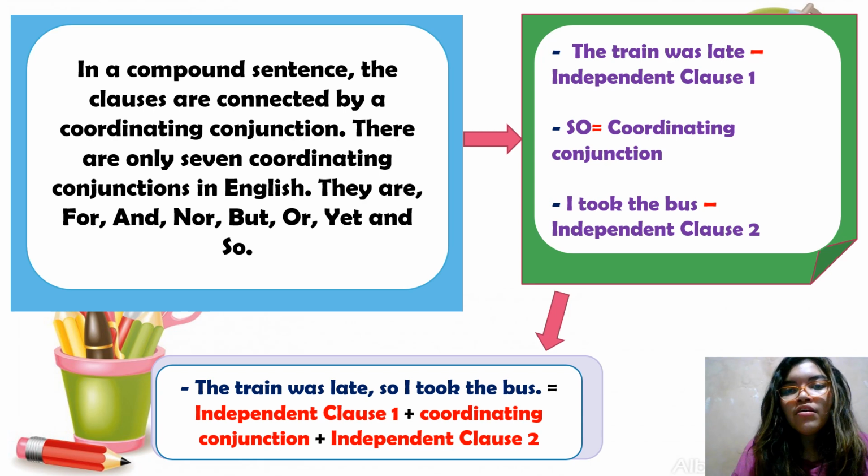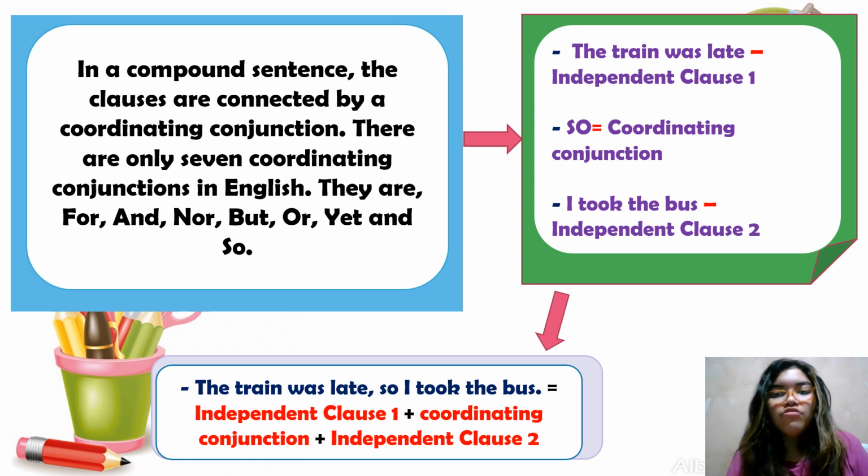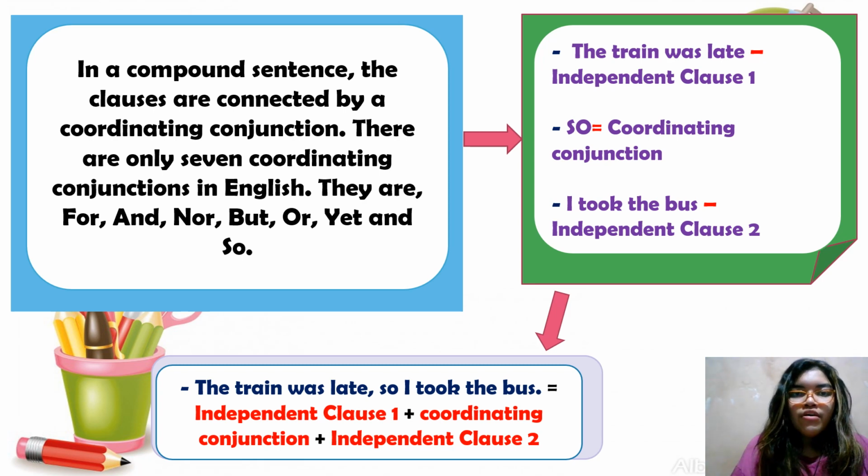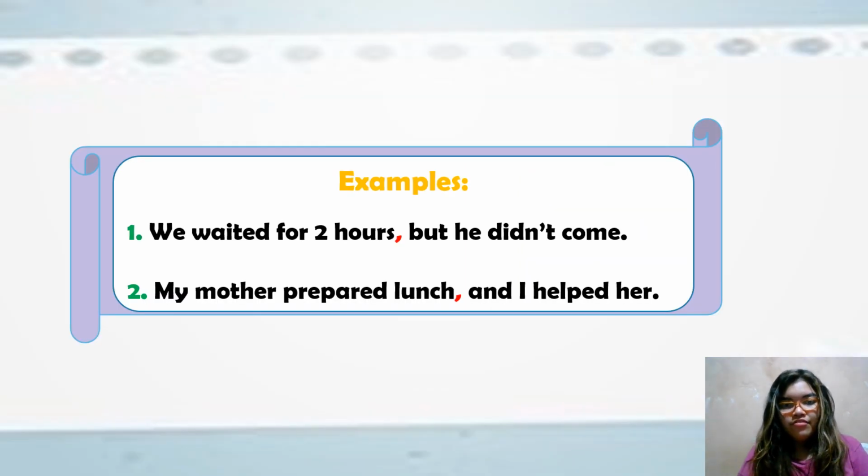The first example says "The train was late," that is independent clause 1. And "so," that is a coordinating conjunction, and the third, "I took the bus," that is independent clause 2. Then we join the three parts to form the example: "The train was late, so I took the bus." Then I have more examples: "We waited for two hours, but he didn't come." "My mother prepared lunch, and I helped her."